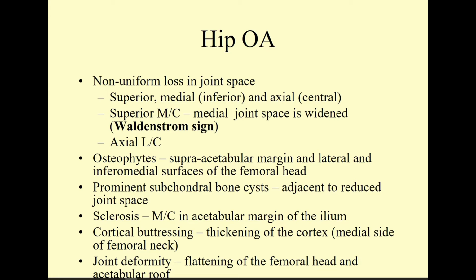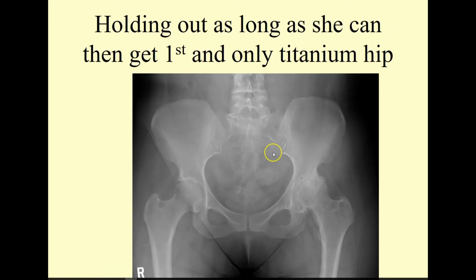Cortical buttressing, thickening of the cortex, particularly on the medial side of the femur neck. These, again, are really stress-related phenomena. And then we can see deformity of the articular surface, particularly the femur head, and then we may see some change on the acetabular roof of the superior margin. This is one of my patients.